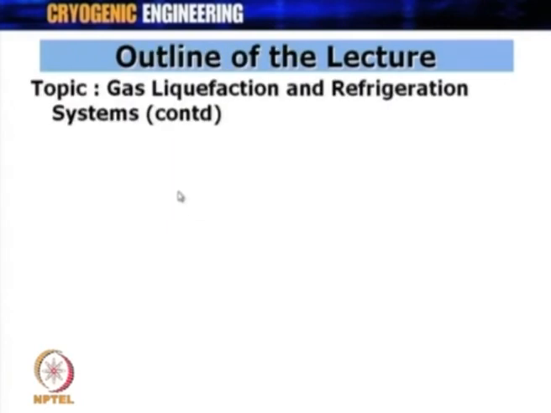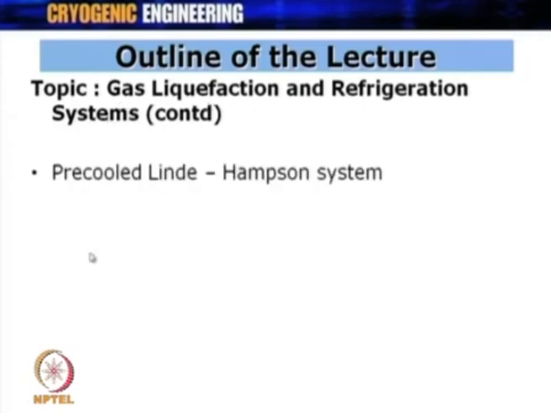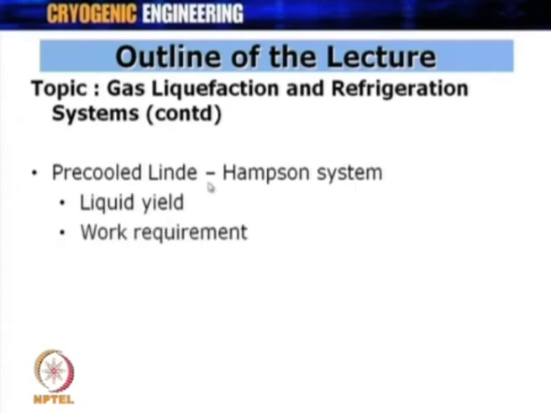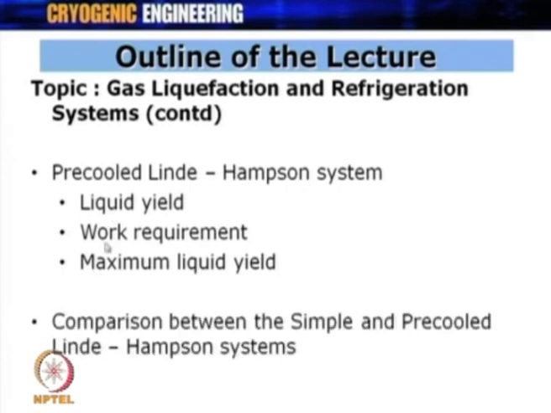With this background, the outline of today's lecture, which is on gas liquefaction and refrigeration systems: we will talk about a new system, which is the pre-cooled Linde-Hampson cycle. In the earlier lectures we had seen the Linde-Hampson system, now we will see the pre-cooled Linde-Hampson system, under which we will study the expressions, or talk about how much Y, that is liquid yield, could be obtained with the pre-cooled Linde-Hampson system, what is the work requirement for this cycle, and what is the maximum liquid yield for this cycle. And then we will compare the results obtained using this cycle with the simple Linde-Hampson system. So, what we will do is a comparison between the simple and pre-cooled Linde-Hampson systems.